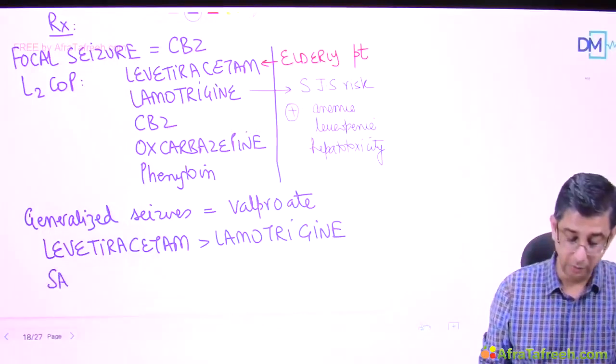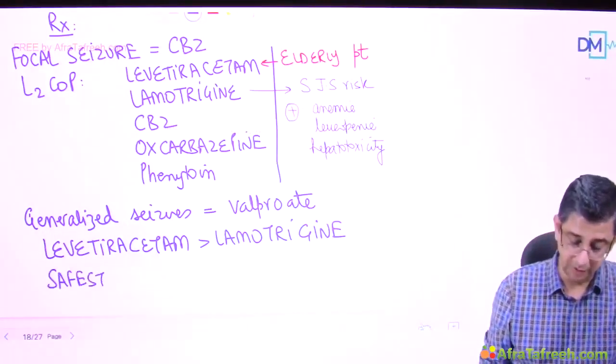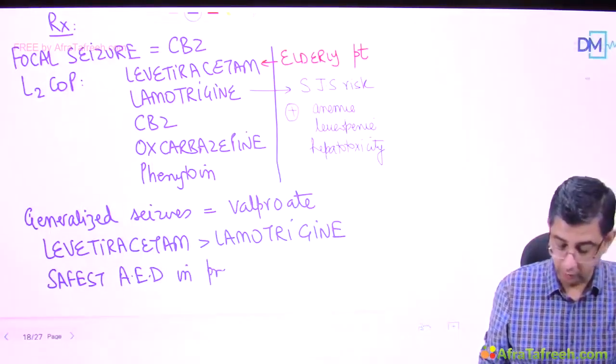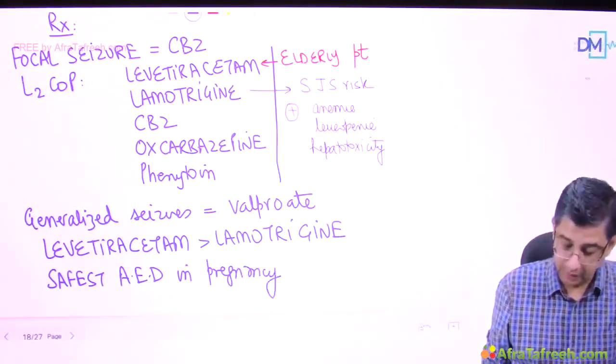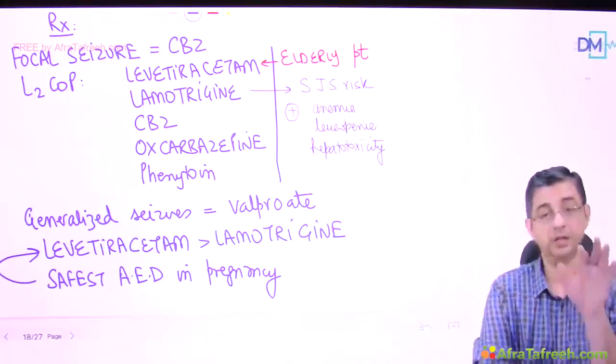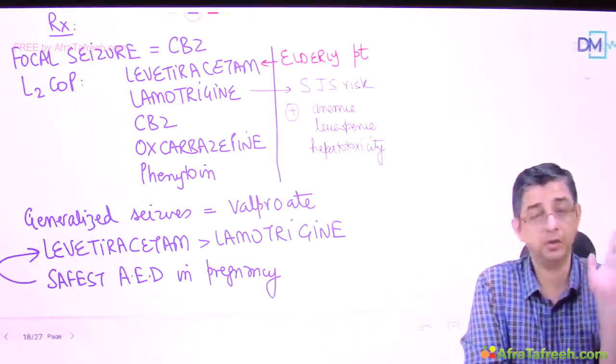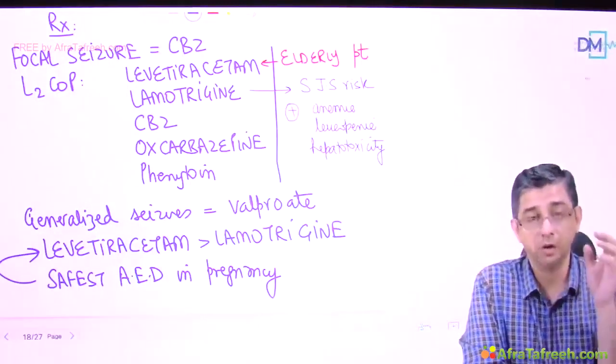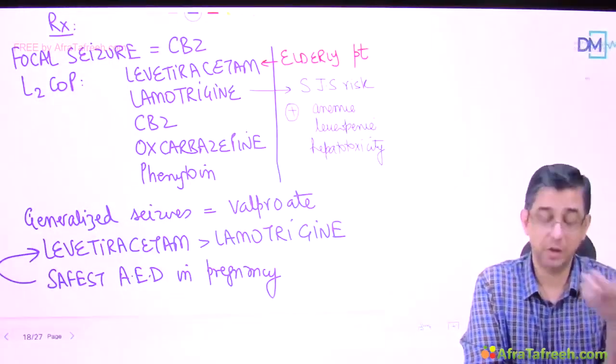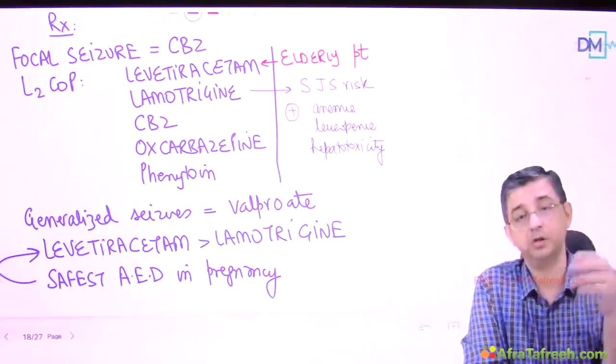The language of the question will be: which of the following molecules is the safest anti-epileptic drug in a female patient who wants to conceive? Please appreciate the fact that if she has already conceived, there is no point of changing the drug. Suppose she is on valproate and she came to you in the second trimester, there is no point of changing the drug because organogenesis occurs in the first trimester.